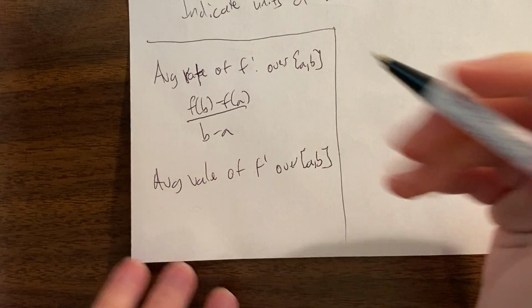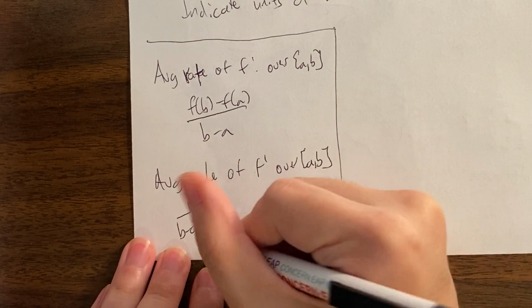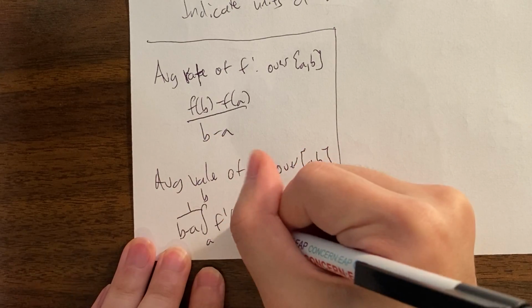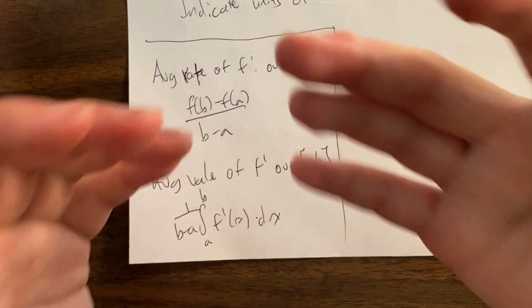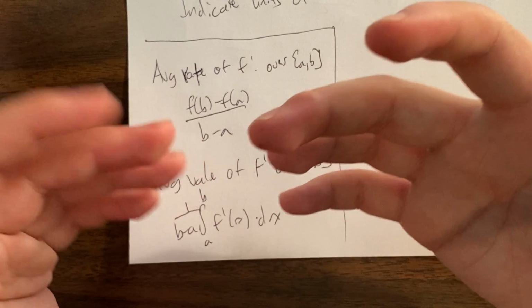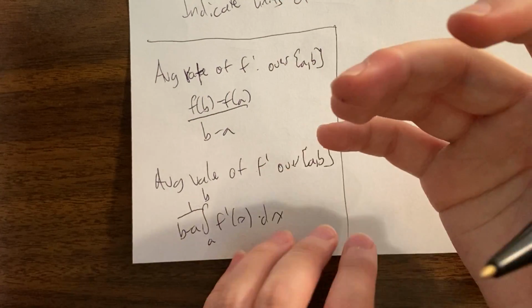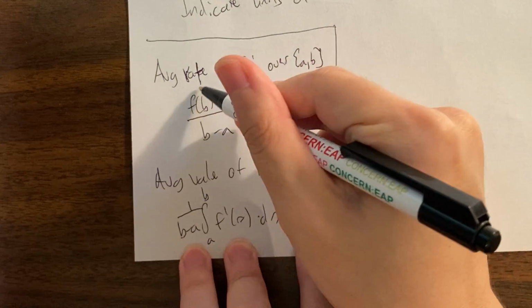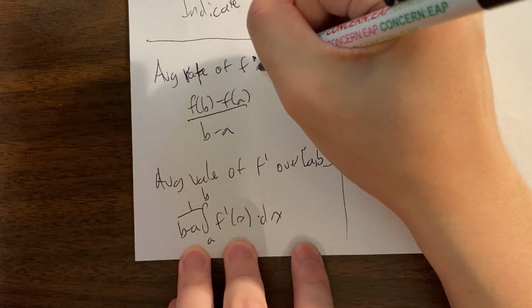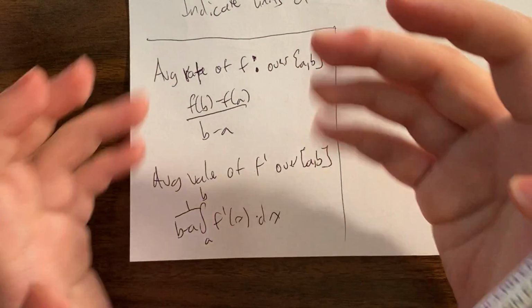So what you can do is you can set up a similar equation, 1 over b minus a times the integral from a to b of f prime instead. And so these are 2 equivalent formulas for average rate. Either average rate of f or average value of f prime, they're the same thing, because again, f prime is the rate of f. So this is a colon, by the way, not primes. So you have to decide which formula you want to use.